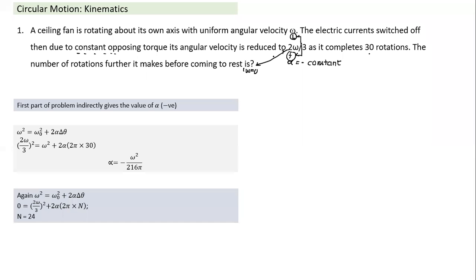Now I apply this equation between this state and the 0 state. So for the second part, I have to calculate the angular displacement. This will give you the further angular displacement in radians it will undergo when velocity drops from 2 omega by 3 to 0. So again, we calculate the angular displacement. If the number of rotations is n, angular displacement is equal to 2 pi into n. So that's what has been substituted here. In the second case, angular displacement is 2 pi into n, and we substitute the value of alpha, we get n is equal to 24.